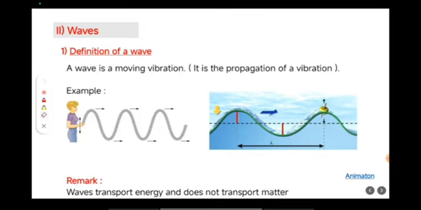Now, by definition, a wave is a moving vibration, or the propagation of vibration, which means that if you have particles that are vibrating, they will create a wave. This wave transports energy and does not transport matter, which means that each particle in this wave does not move, it only transports energy, and the particle only vibrates in its same place. This is a very important note about waves: they transport energy only and do not transport matter.